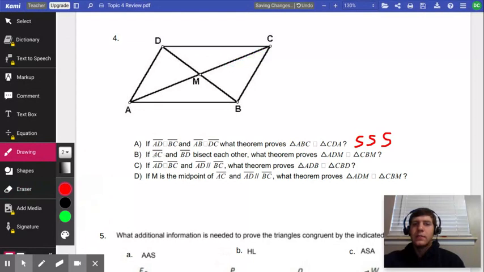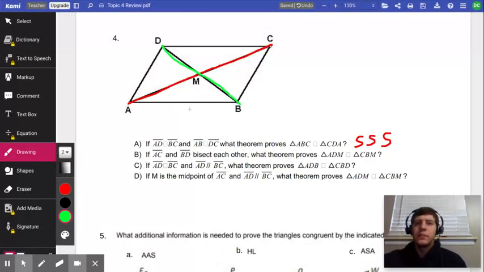Okay, it says AC and BD bisect each other, and then we want to know what theorem proves that triangles ADM is congruent to triangles CBM. So let's look here. If we have AC and BD, so here's AC, maybe in green here we'll do BD. Okay, it's saying that they bisect each other. So if something bisects something else, that means it splits it in half. It splits into two congruent pieces.